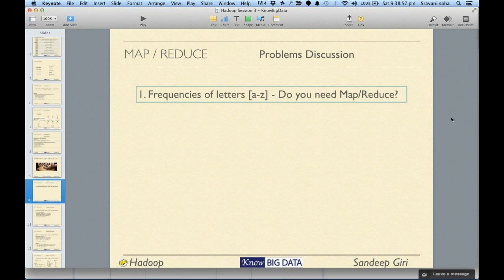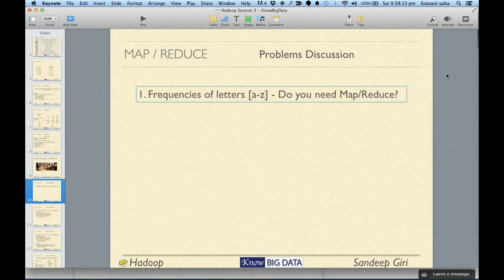Good. Then, if your file is so big that you inevitably have to store it on multiple machines, then most likely your file is lying on HDFS, and when you do computation of frequency of letters, it will be better if you use an approach like MapReduce. Okay. And if yes, then how are you going to write the MapReduce? Can somebody give a quick answer?